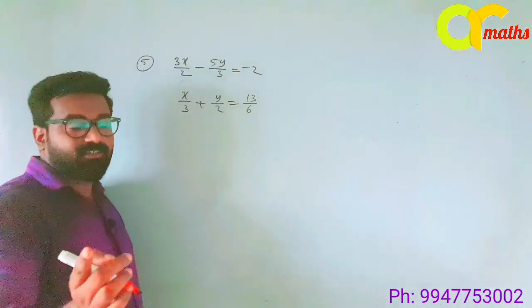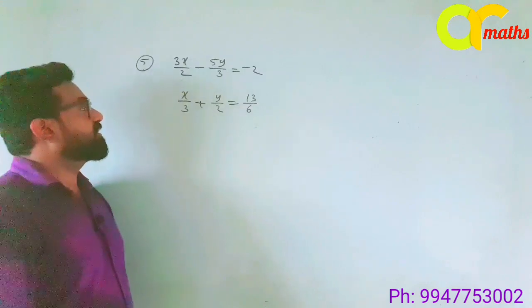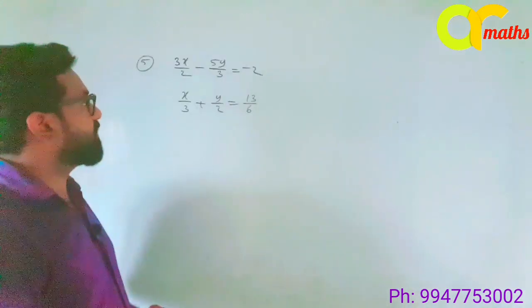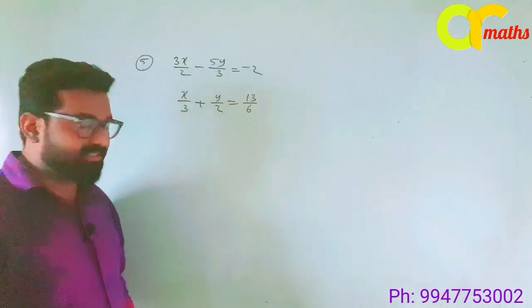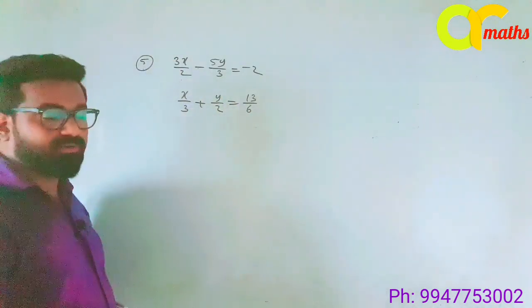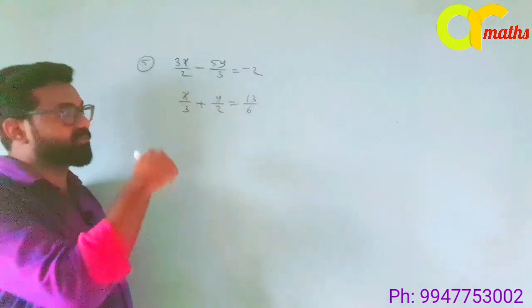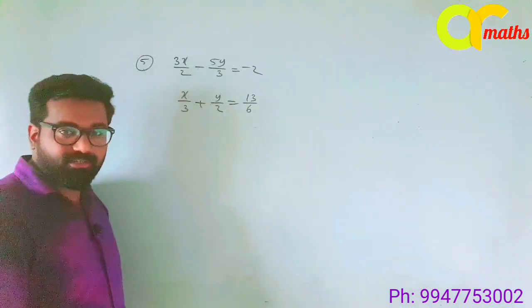Okay. So our next question is the last question. 3x divided by 2 minus 5y divided by 3 equal to minus 2, and x by 3 plus y by 2 equal to 13 divided by 6. We have to find the solution of these two linear equations by the substitution method.